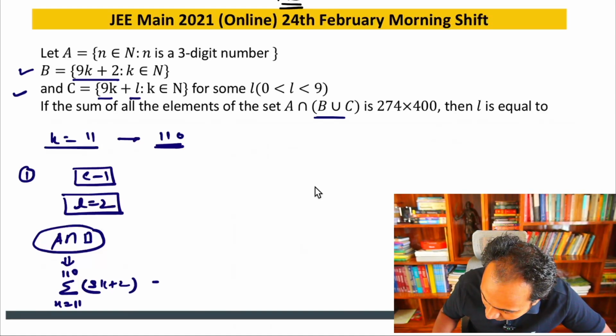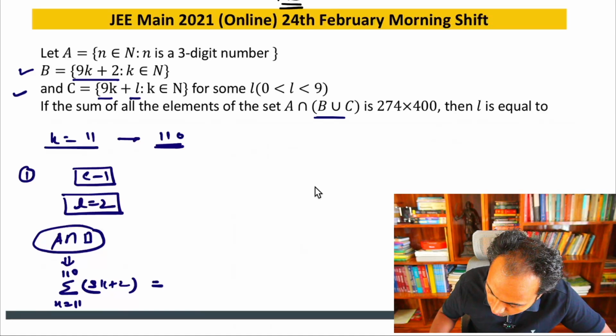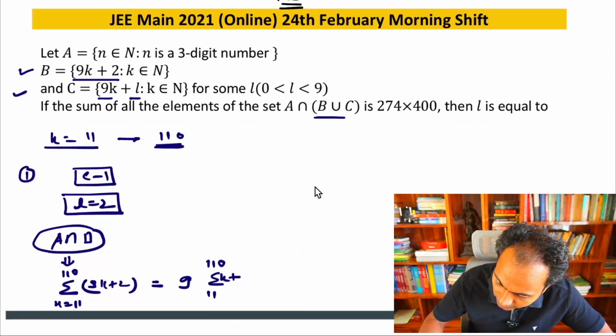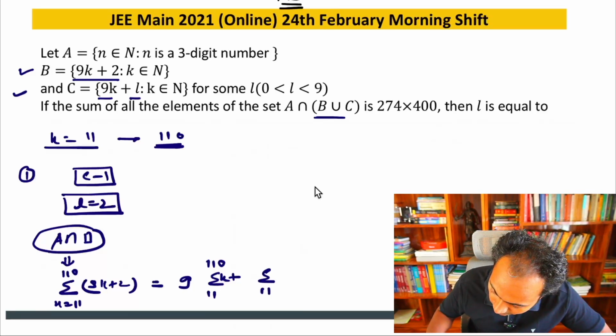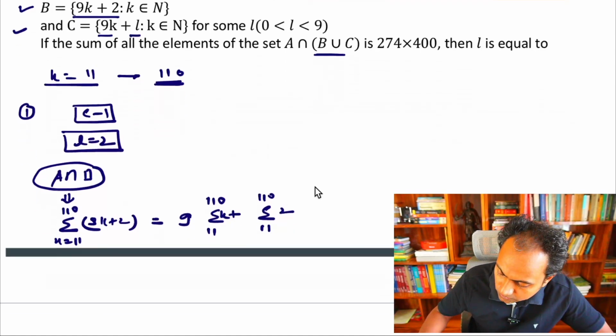And if I find the value of this, let us find it out. It is going to be 9, which we can take common, times the summation of k from 11 to 110, and then 2, and I can take a summation over it again. So summation from 11 to 110 of 2. This we can do.